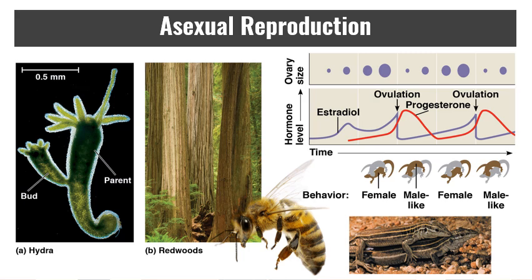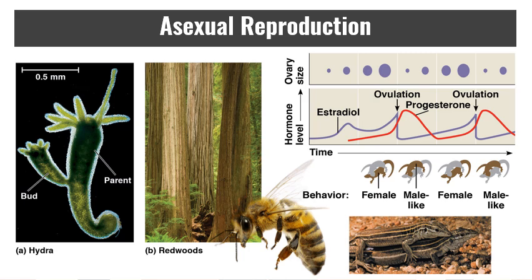Now, asexual reproduction is obviously not using gametes, or at least the union of gametes, and therefore only one parent produces offspring that is genetically identical to the parent. This lack of variability can be very useful when you're looking at a non-changing environment, but is fairly limited in a changing one.